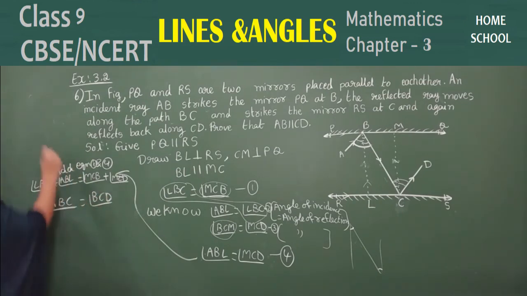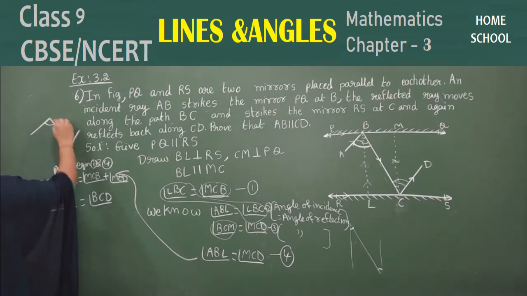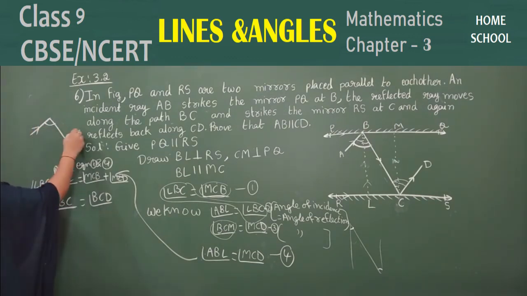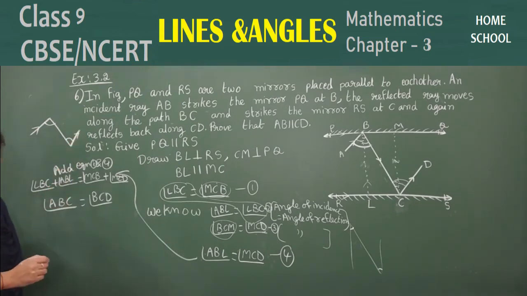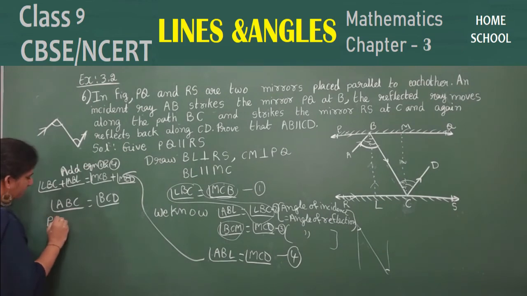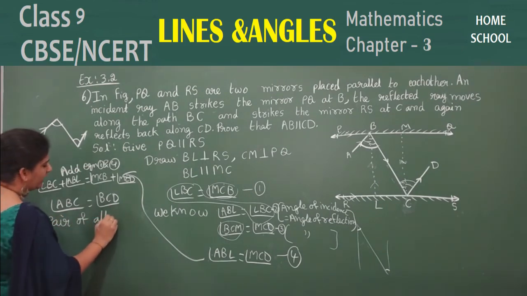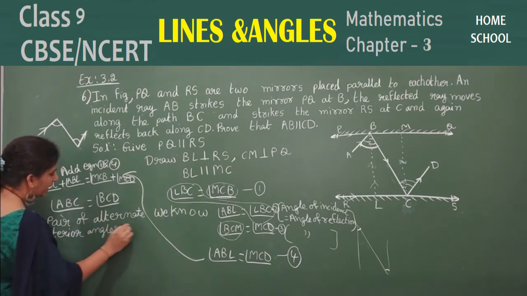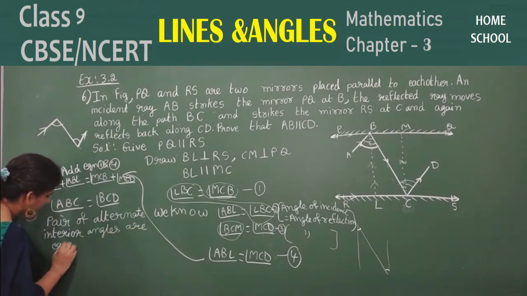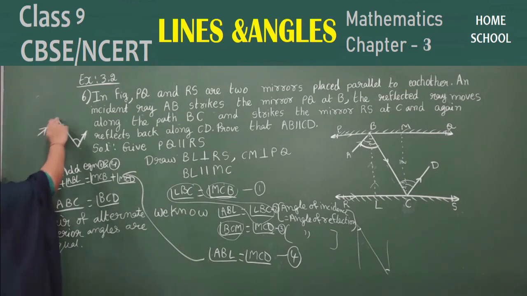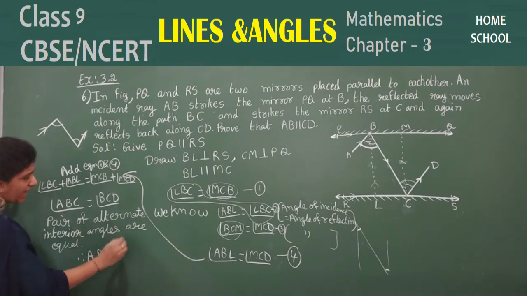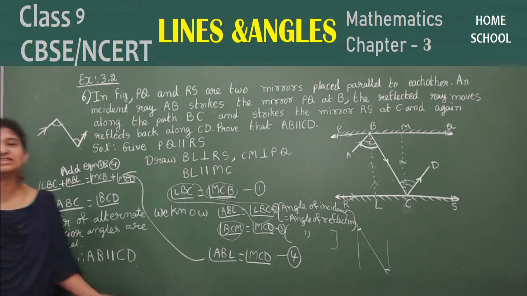So now observe, you can see the figure like this. This angle is equal to this angle. If these two angles are equal, they form a pair of alternate interior angles. If a pair of alternate interior angles are equal, then what can I say, children? These two lines are parallel. Which two lines? Therefore AB is parallel to CD. This is the proof we needed to prove.